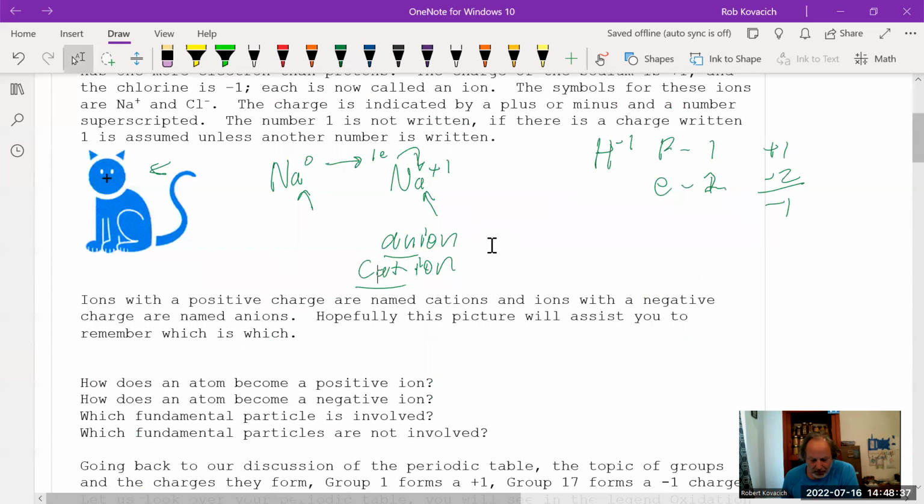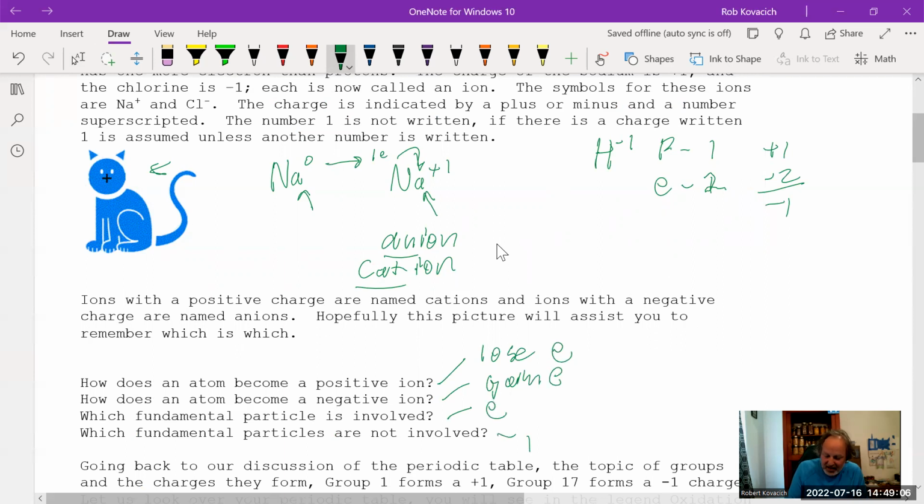Okay, so how does an atom become a positive ion? It loses an electron. How does an atom become a negative ion? It gains an electron. It could be more than 1 electron gained or lost. Which fundamental particle is involved? The electron. Lose an electron for positive, gain an electron for negative. Obviously, we're talking about the electron.